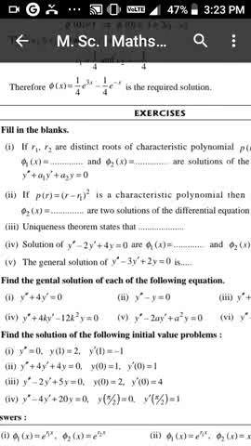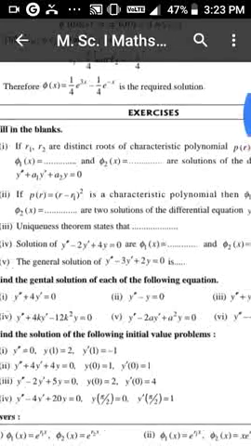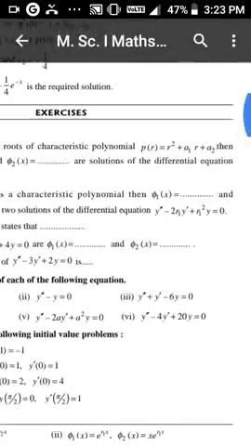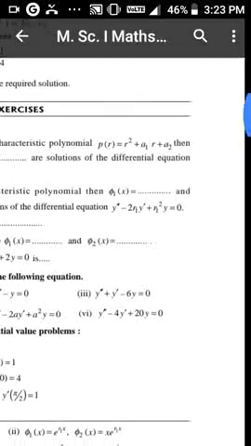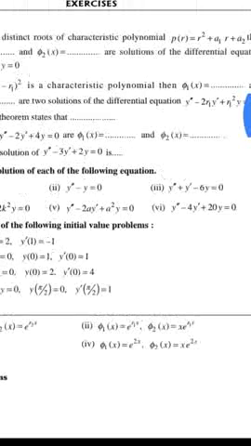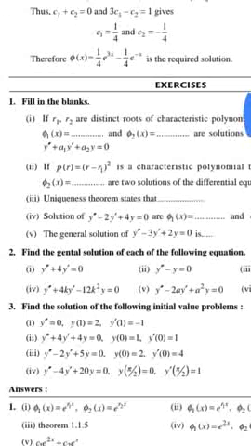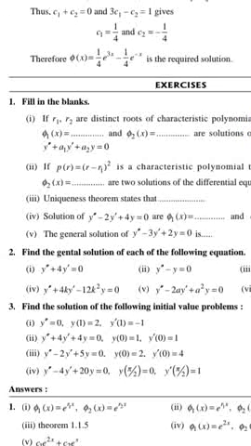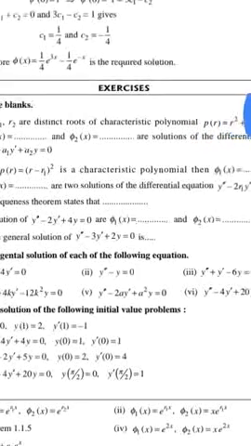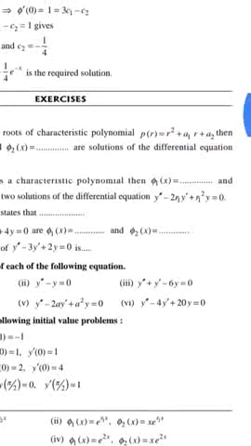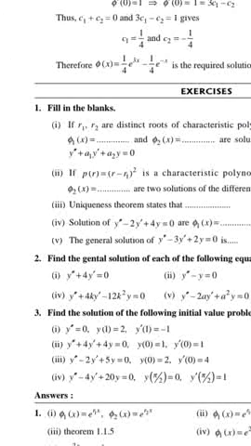If r1 and r2 are distinct roots of the polynomial p of r is equal to r square plus a1 r plus a2, then phi 1 of x is equal to e raised to r1x and phi 2 of x is equal to e raised to r2x are solutions of the differential equation y double dash plus a1 y dash plus a2 y is equal to 0.